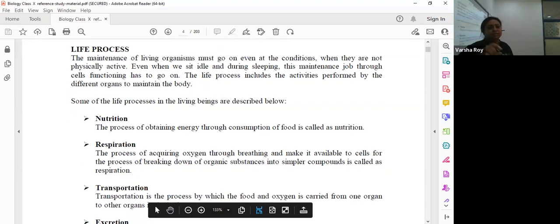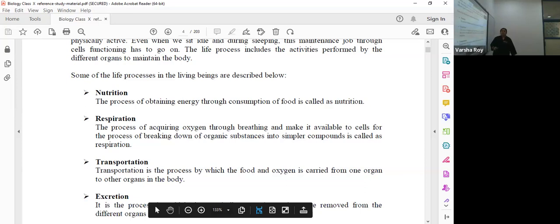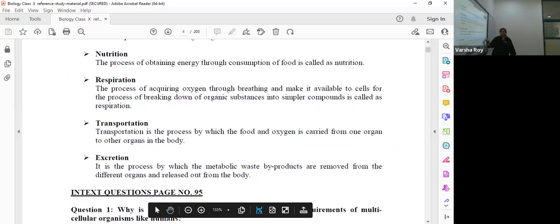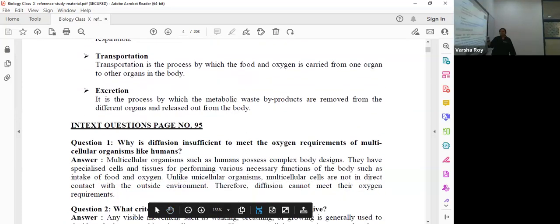So in this chapter, we can see some of the basic life processes described. Nutrition: the process of obtaining energy through consumption of food is called nutrition. Then similarly, we have other life processes like respiration, transportation, excretion. Right. We will focus in today's class on nutrition.